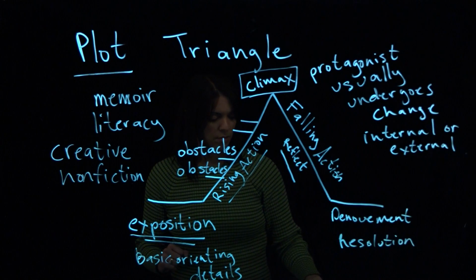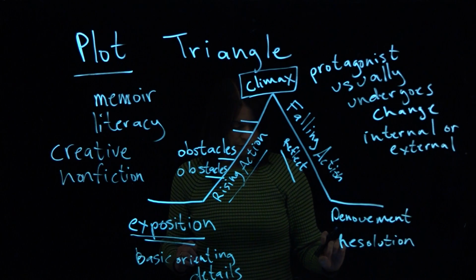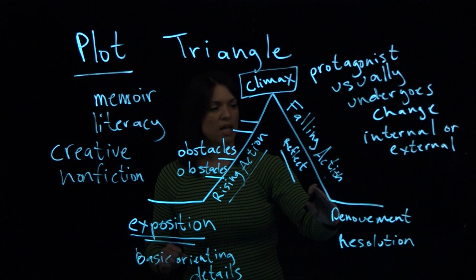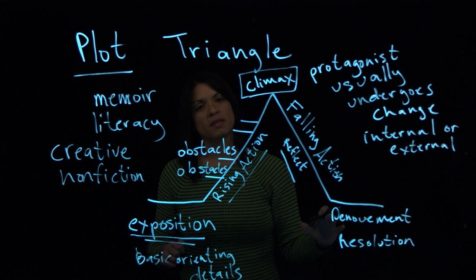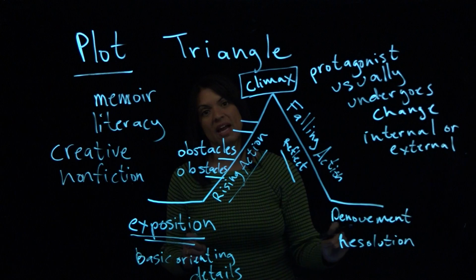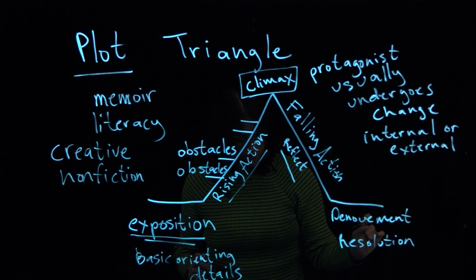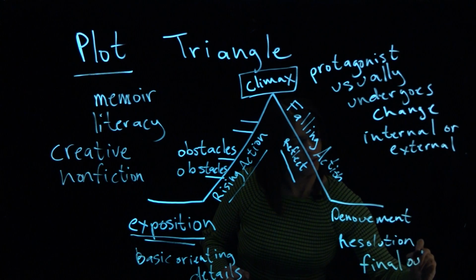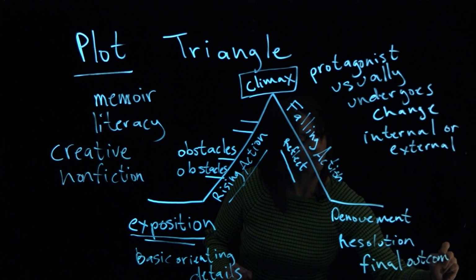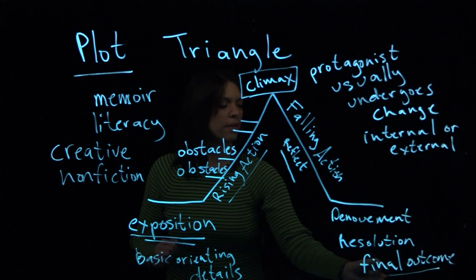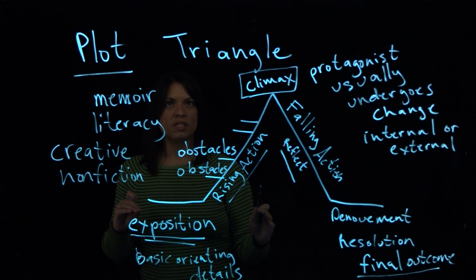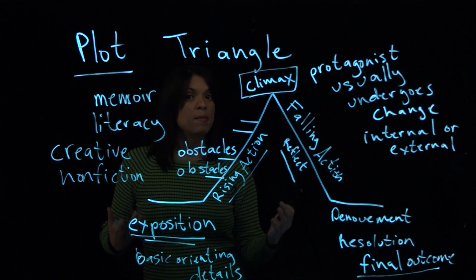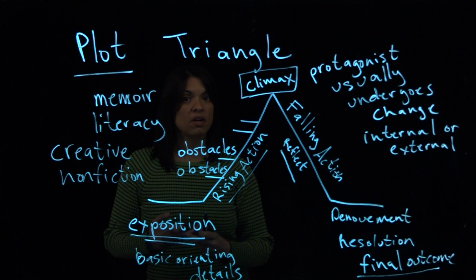And so the end result of what happens after you've gone through these obstacles and you reach this climax? How do the pieces of the puzzle in your story fall into place at the end of the narrative? So the denouement is also your final outcome in the story. So this is just a visual way to think about how you can develop your plot in a memoir story or a literacy narrative.